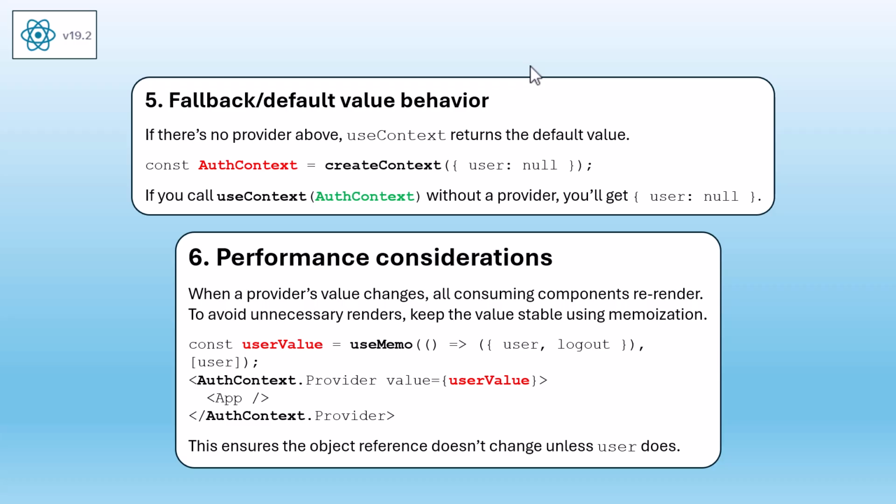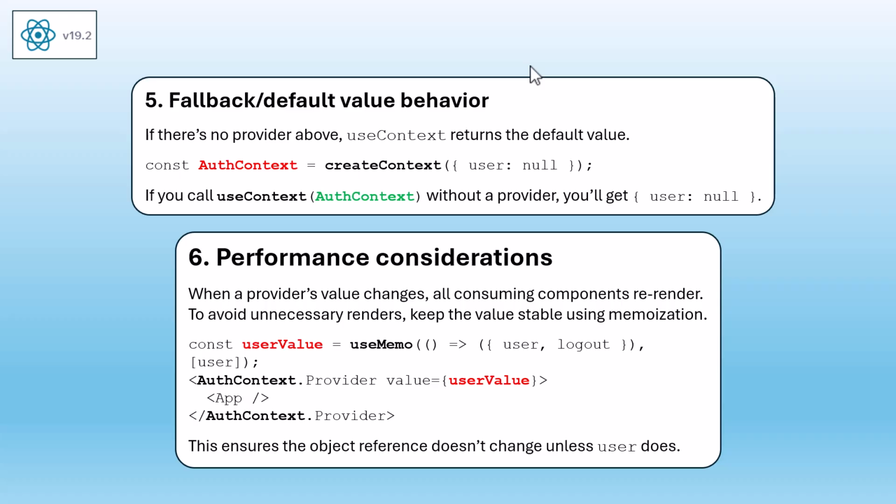5. Fallback, default value behavior. If you forget to place a provider above a consumer, the hook still returns the default value that the context was initialized with. While that may prevent a runtime error, it might not be the intended behavior. It's therefore a good practice to set a meaningful default value when creating the context, so that in exceptional or testing scenarios the consumers still have something sensible to fall back on.